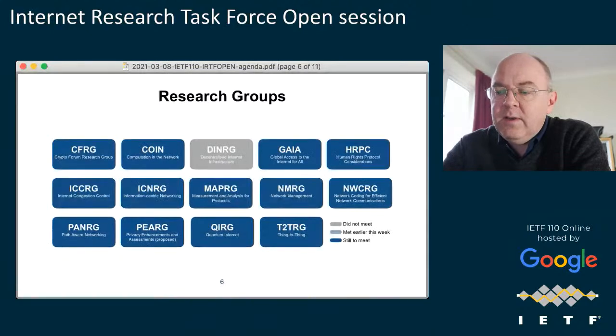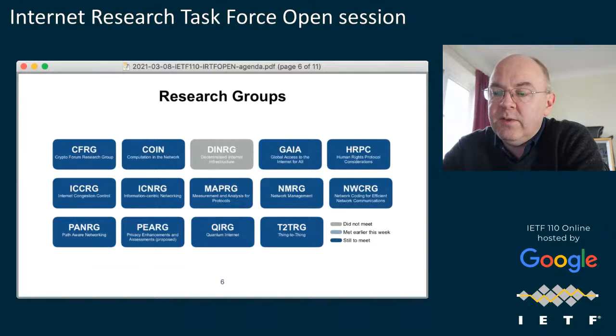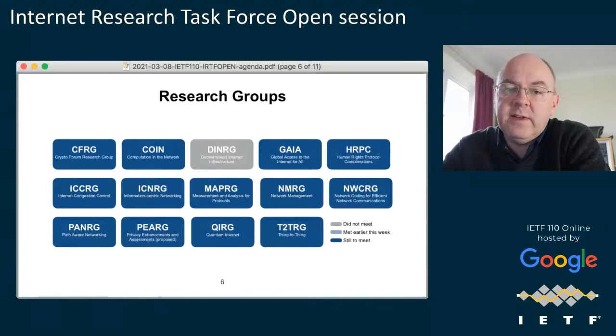The IRTF is organized as a set of research groups, and there are 14 research groups currently, of which all of the research groups, apart from the decentralized infrastructure group, are meeting later this week. So please do look out for those sessions in the agenda. I believe the next one is the measurement and analysis for protocols group, which will be meeting in the slot immediately after this one.